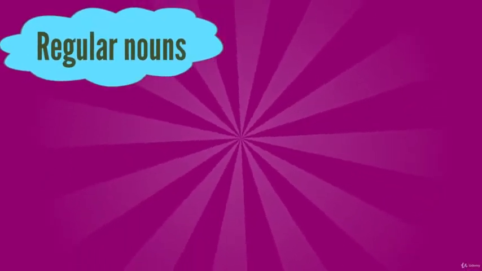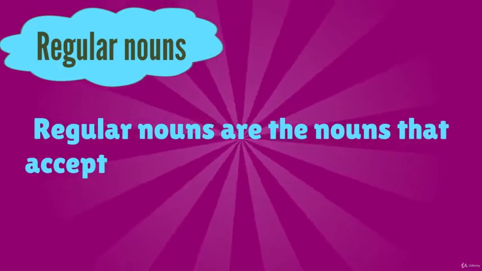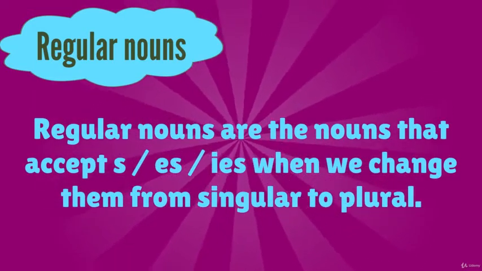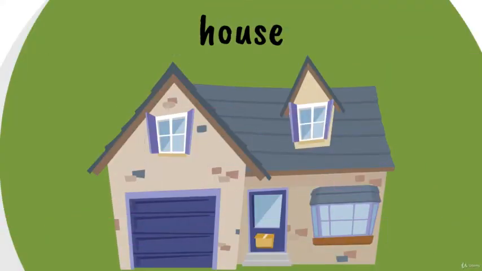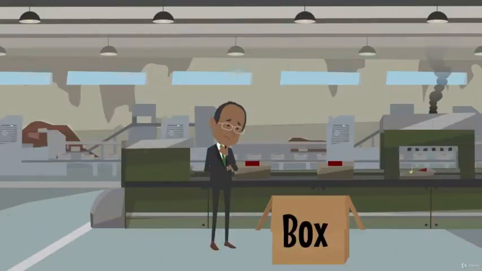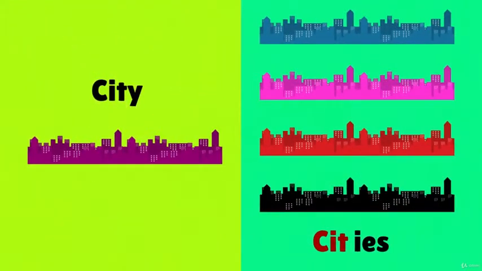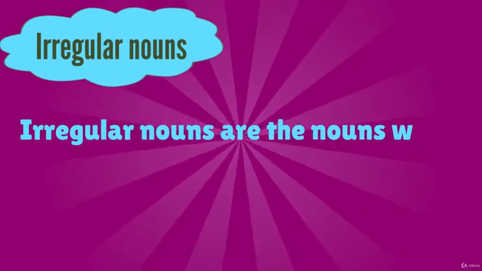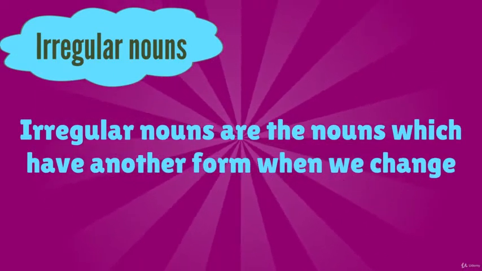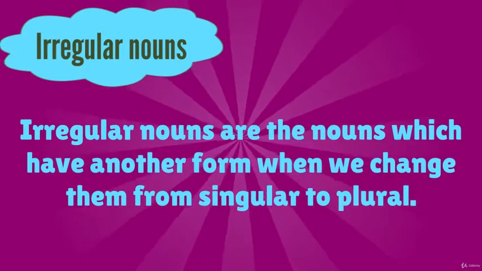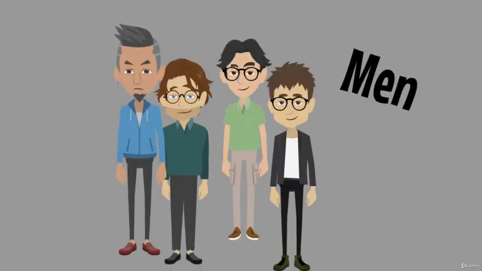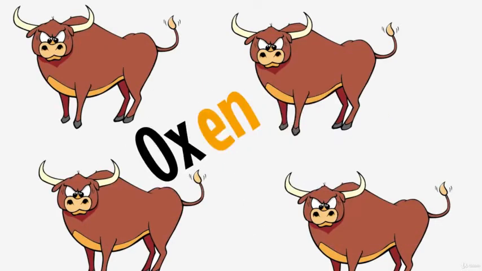Regular nouns. Regular nouns are the nouns that accept s, es, when we change them from singular to plural. House, houses. Box, boxes. City, cities. Irregular nouns. Irregular nouns are the nouns which have another form when we change them from singular to plural. Child, children. Man, men. Ox, oxen.